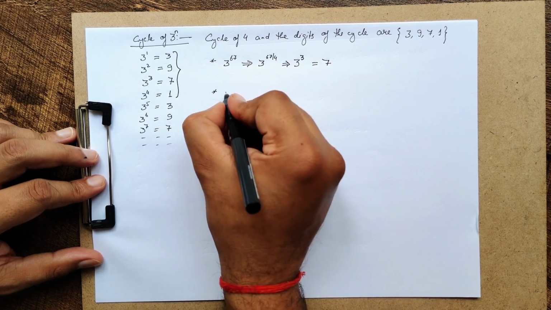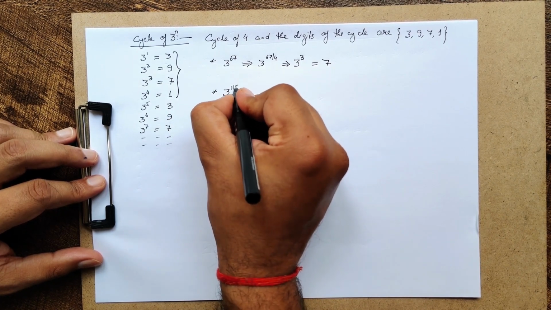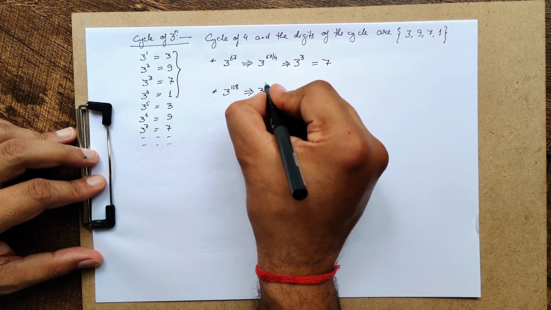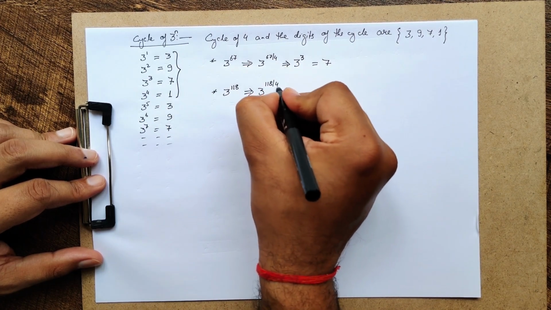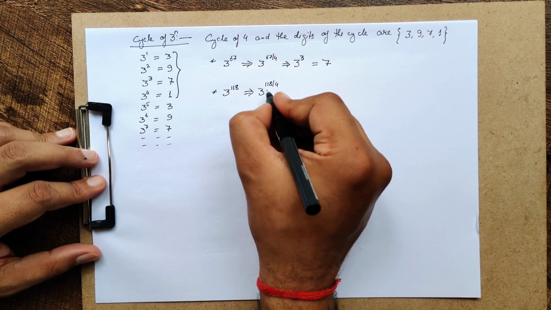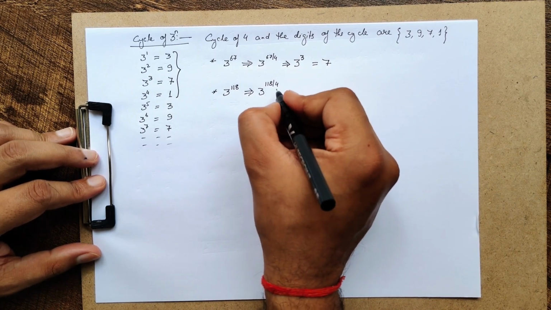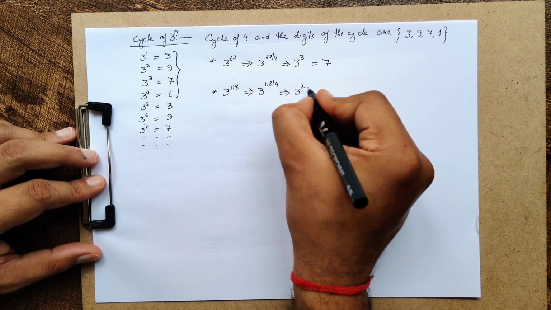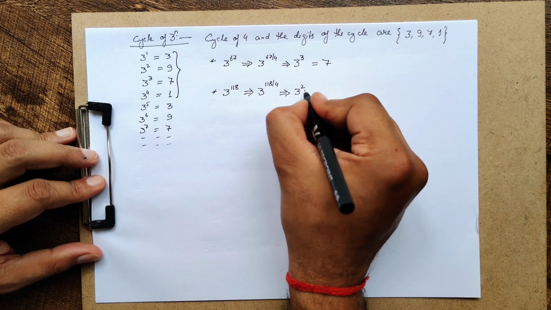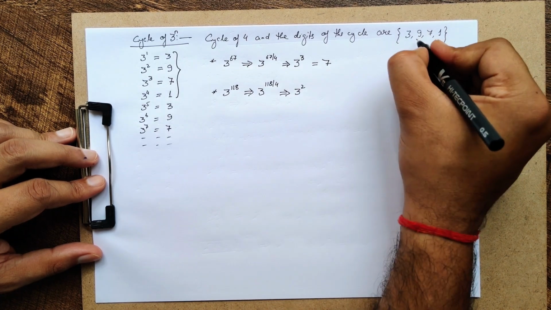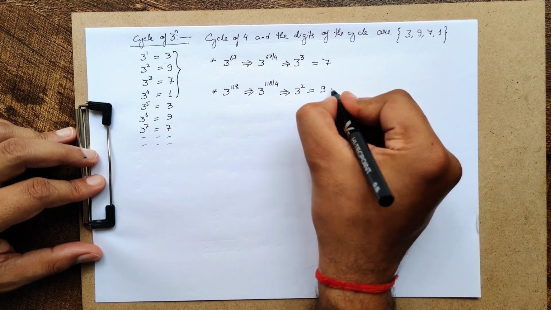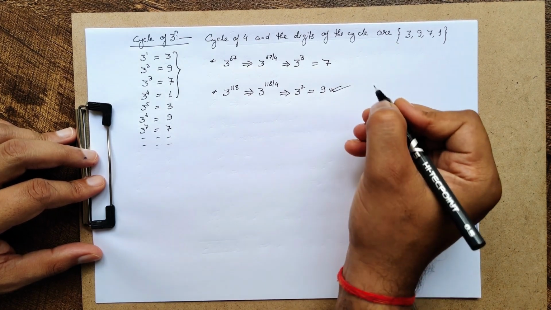Take another example: 3 to the power 118. We can write it as 118 divided by 4. Last two digits 18, 4 fours are 16, we get remainder as 2. So we can write it as 3 to the power 2. Now 3 to the power 2 means the second term of the cycle. The second term of the cycle is 9. We also know that 3 squared is 9. So the answer is 9.